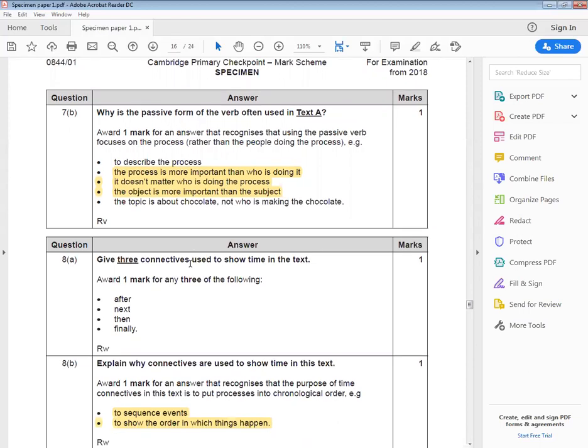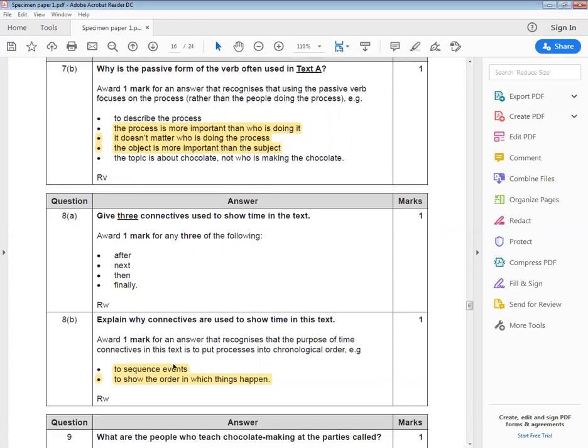Moving on to question 8, give 3 connectives used to show time. Okay, time, remember that, not contrast, time, like after, next, or then, or finally. But why do you think the writer uses them? Connectives of time are used to show sequence or to order things. Here, since this is an explanatory text and he's describing a process in order, it's important that he uses connectives of time in order to order the things that happen. Okay?